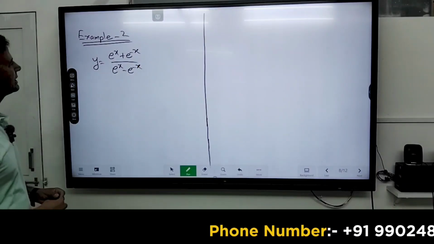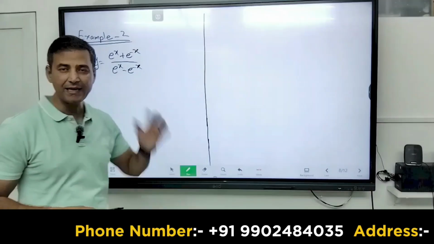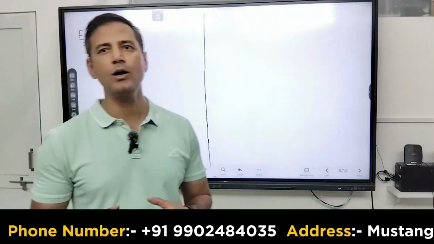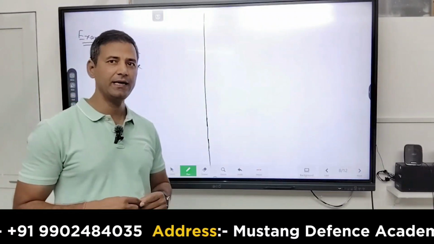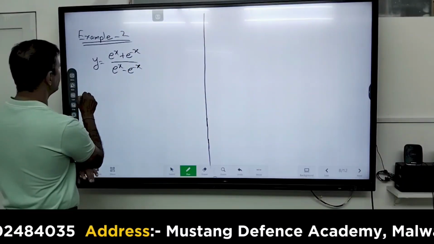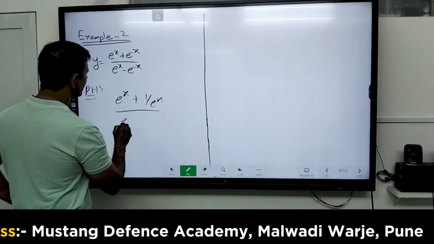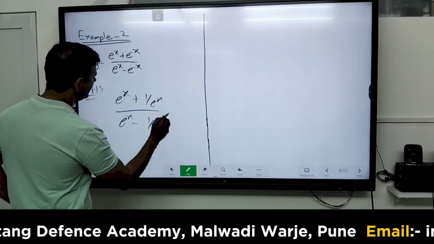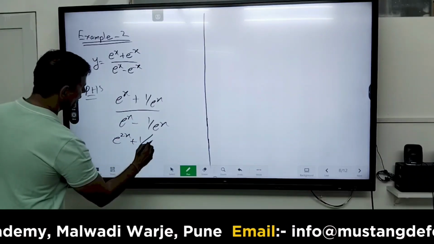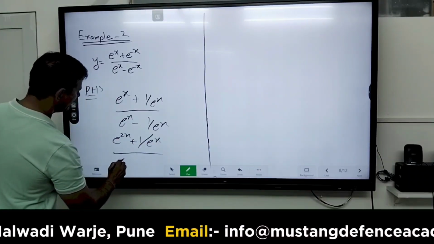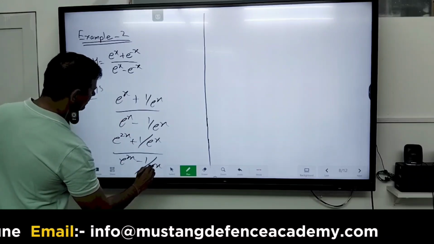y is equal to (e raised to x plus e raised to minus x) upon (e raised to x minus e raised to minus x). Simplify it to a form in which you can apply the derivative easily. The right hand side can be simplified: (e raised to x plus 1 upon e raised to x) upon (e raised to x minus 1 upon e raised to x). This will be (e raised to 2x plus 1 upon e raised to x) upon (e raised to 2x minus 1, the whole upon e raised to x).